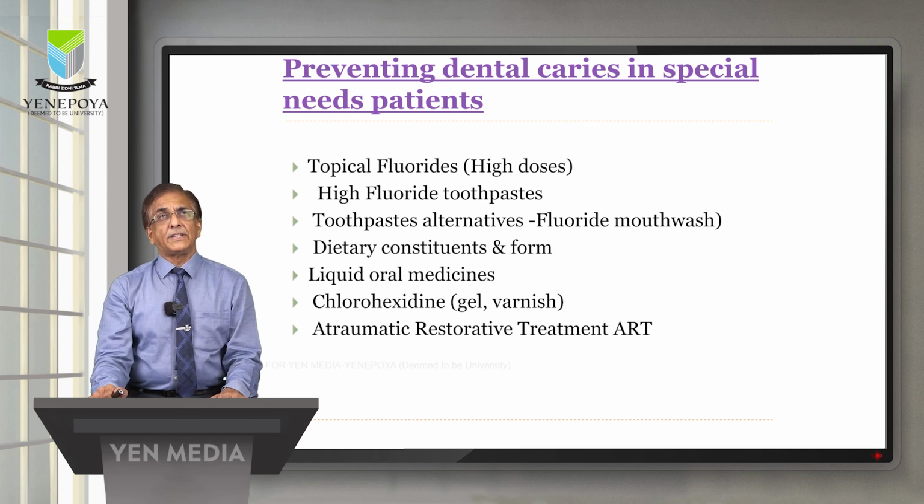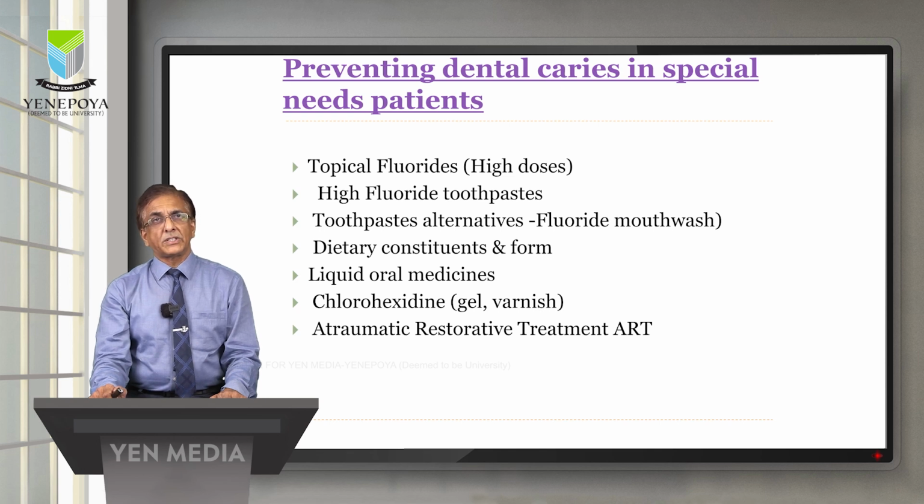Now how to prevent this? Preventing dental caries in special needs: topical fluoride, high doses or high fluoride toothpaste, alternatively fluoride mouthwashes, dietary considerations, different forms, that is liquid oral medicines may be used. Chlorhexidine gel or varnishes, and atraumatic restoration as a treatment choice for preventing dental caries.